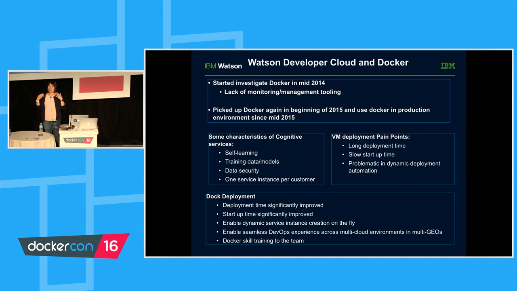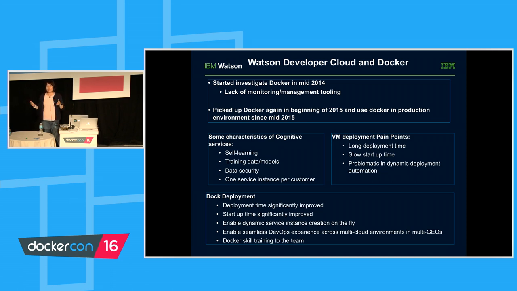Instead, for the first set of services that we published in the cloud, we packaged them as VMs. However, VMs have some drawbacks that prevented us from getting some of the work done properly. So we picked up Docker again at about the beginning of 2015, and ever since then, we were able to deliver our cognitive services packaged by Docker, starting in mid-2015.